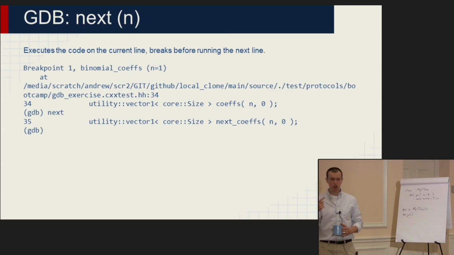Next executes the code on the current line that you're stopped at. And so you can go up and down the stack and find a particular frame that you're curious about, and then you'll be on a particular line in that frame, in that particular section of the stack, and then you can just execute the code that's on that line and go to the next line within that frame.